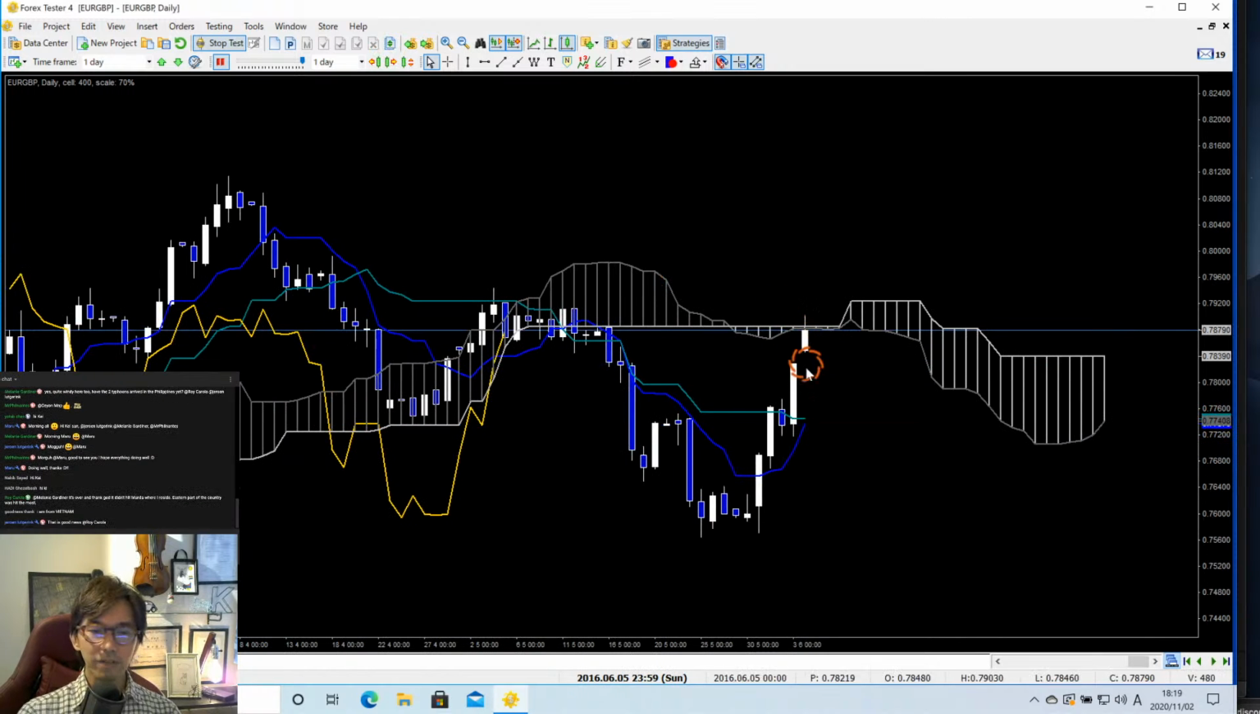Yep, so the price already reached the Kumo here. So we know that as a result, this was a double bottom. And after this bullish engulfing pattern, the price went up all the way to the Kumo.